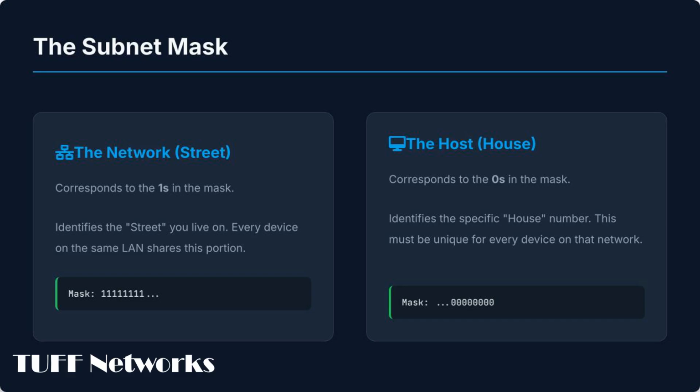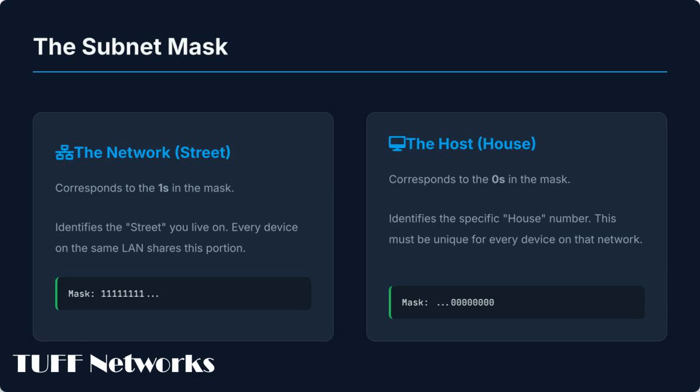Here is where students get tripped up. You cannot look at an IP address in isolation. An IP address by itself is meaningless. It's like giving someone a house number without a street name or a zip code. To understand where that device lives, the IP address must be paired with a subnet mask. The IP address tells us who and where. The subnet mask acts as the decoder ring that tells the device how to distinguish the who from the where.